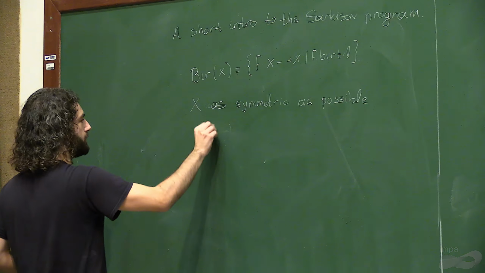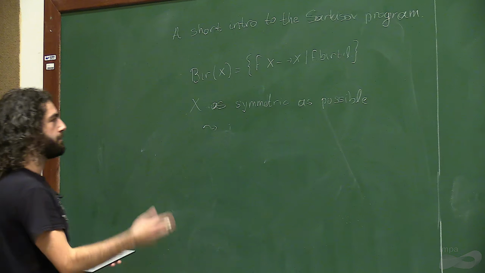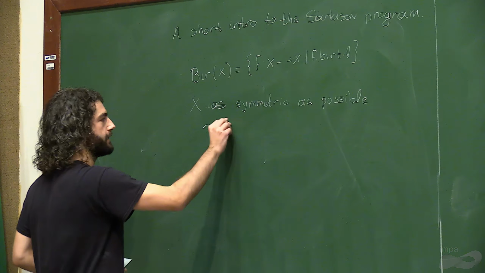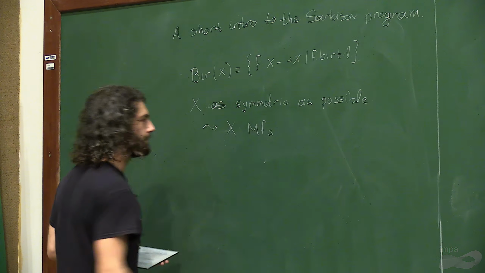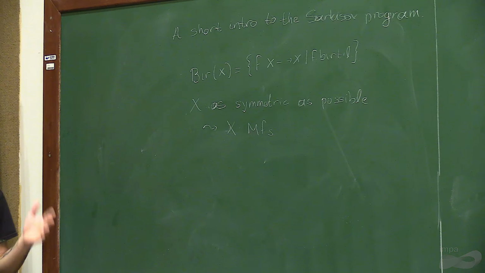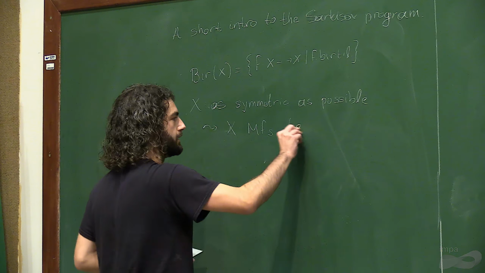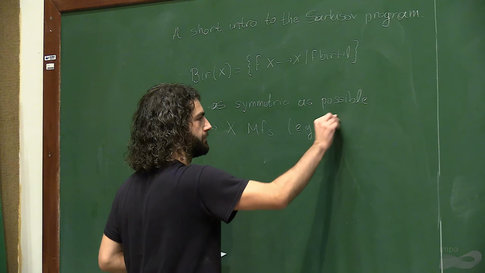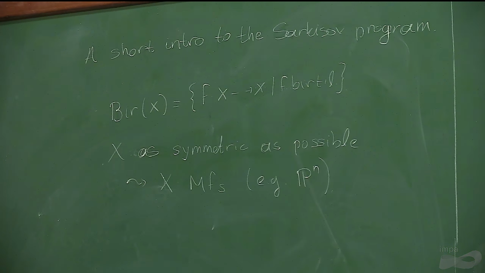From the point of view of higher dimensional birational geometry and MMP, this means that X is what we call a Mori fiber space. I'm not going to define it, but these are varieties with simple structure, and the prime example is projective space. The main tool to study this group of birational automorphisms until now has been the Sarkisov program.